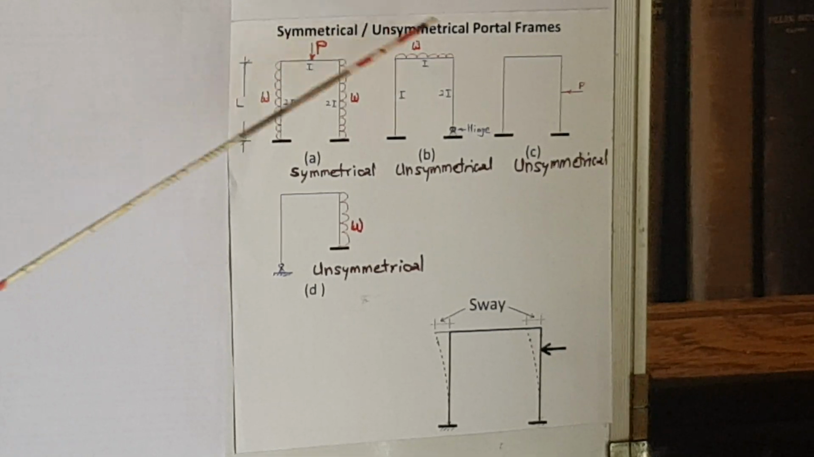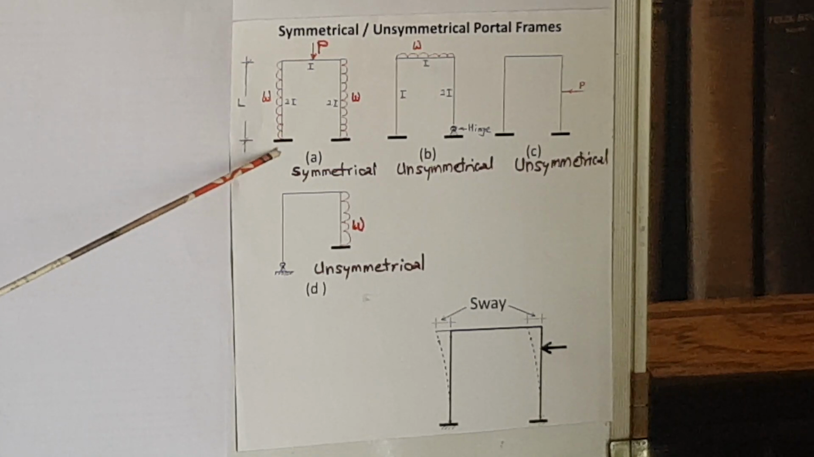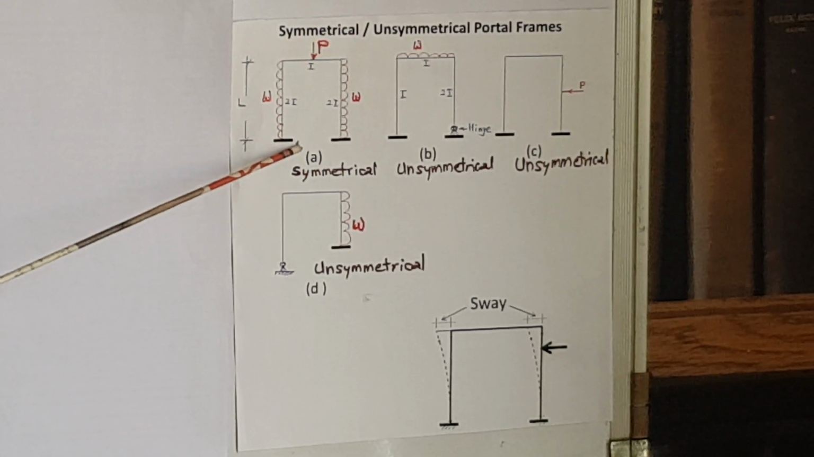So here we see 4 frames. Now we will classify them accordingly as symmetrical or unsymmetrical. All the frames are simple frames. They are made of 2 columns and 1 beam. Let us start with frame A.